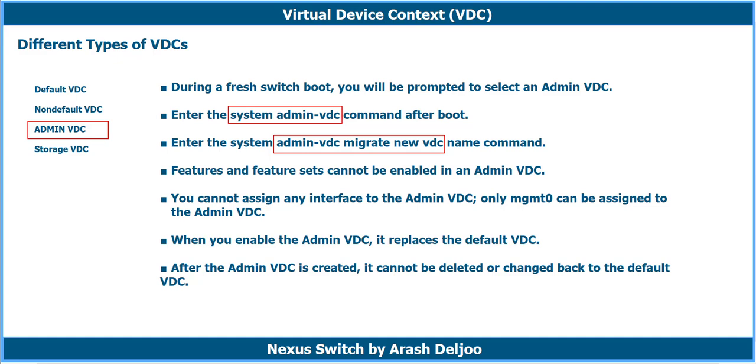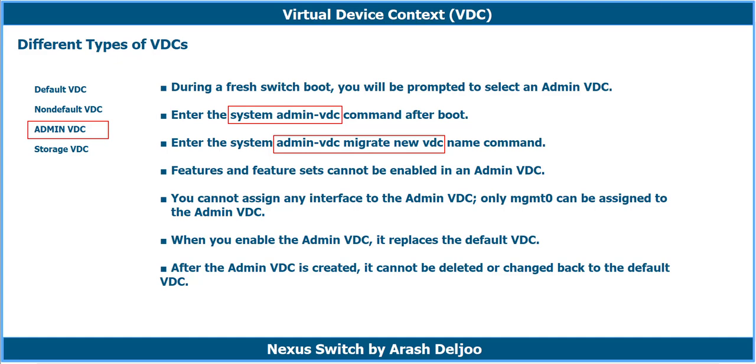You can create the admin VDC in different ways. First, during a fresh switch boot, you will be prompted to select an admin VDC. Enter the system admin-vdc command after boot, and in this case the default VDC becomes the admin VDC, and all non-global configuration in the default VDC will be lost. And also enter the system admin-vdc migrate then the new VDC name command. All non-global configuration on the default VDC again will be migrated to the new VDC.